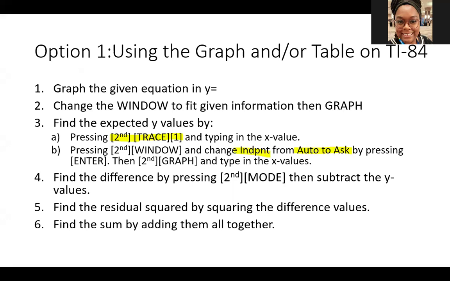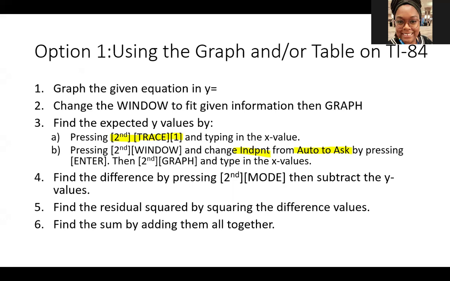Then we're going to find the difference by pressing second mode and subtracting. Remember I told you, you just got to be able to subtract today, right? And then from there, we're going to find the residual square by squaring the difference values. We're going to be toggling back and forth between 4 and 5 for each row of data. Does that make sense? We're going to find the difference. We're going to square it. Is that cool? All right.